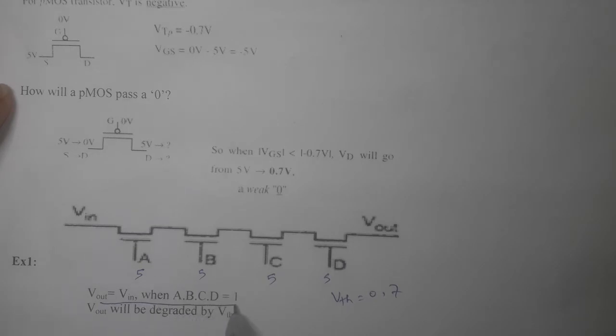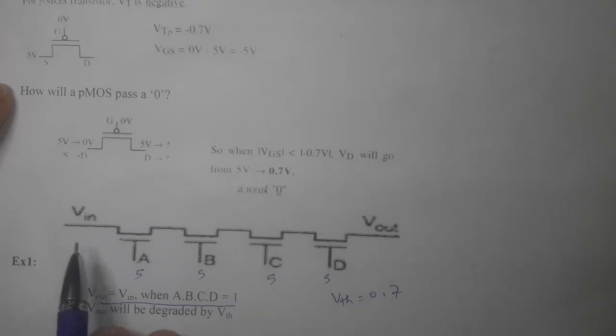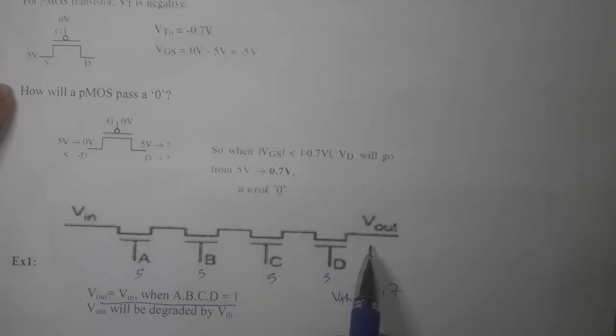V out is equal to V in when the control signals A into B into C into D are equal to 1. Instead of all signals going to 1, if any one of the signals goes to 0, then V in cannot go to the output.